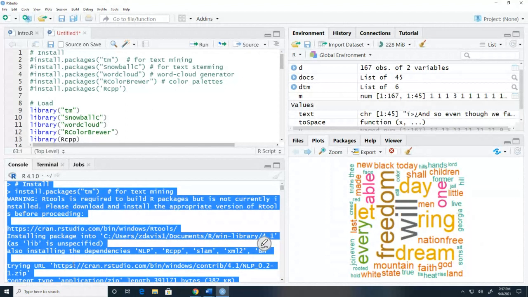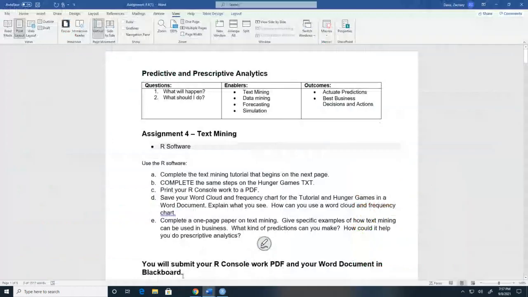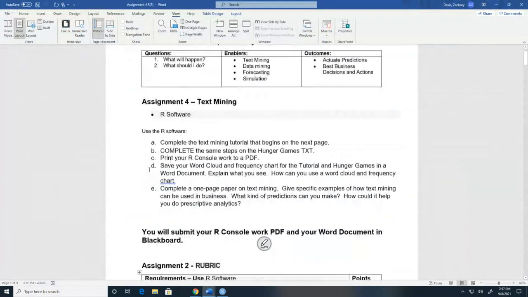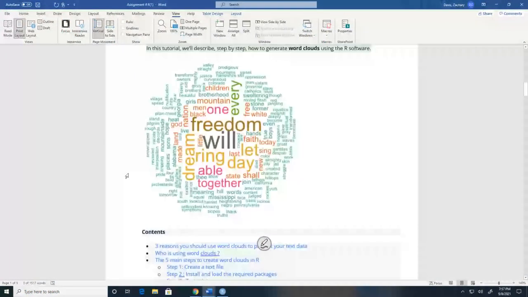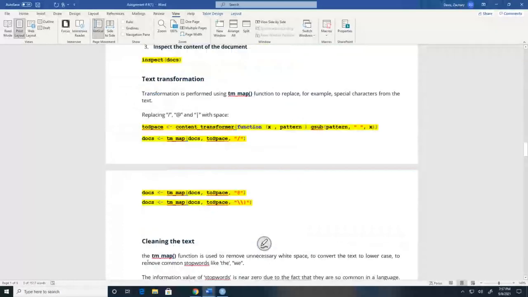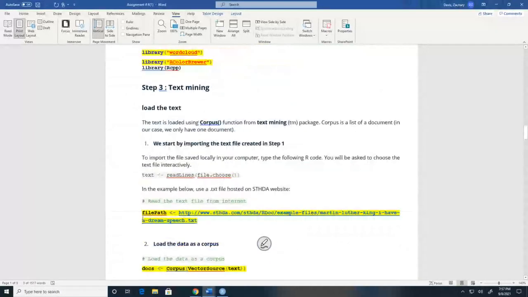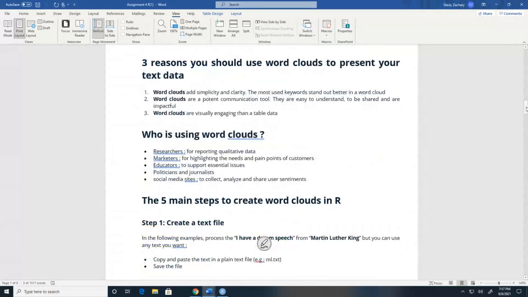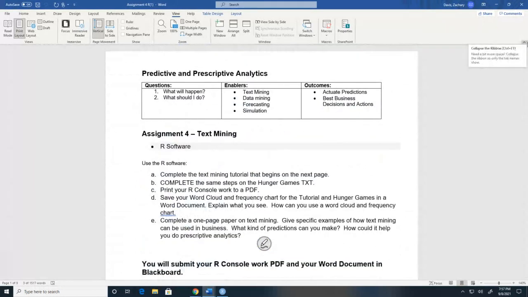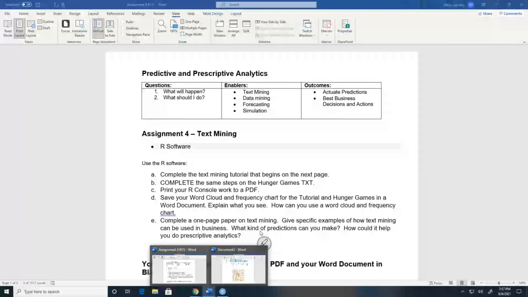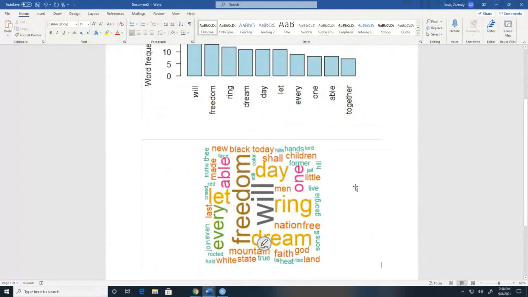Are we turning in this one too, or do you just want the... Yeah, both sets. Both sets showing you follow along with this, and then how you modified it to fit the new data. So the plot and the word cloud, since you're going to be describing them, I suggest you put them where you put your one page essay. But like I said, if you want to put them in the PDF, it doesn't really matter.